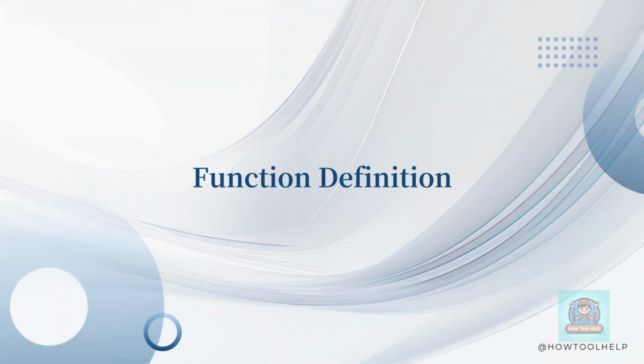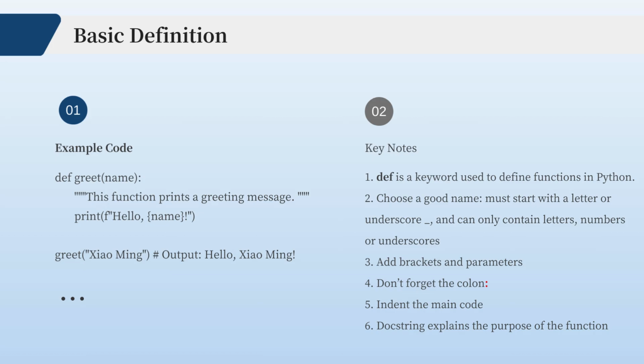Function definition. Let's start by looking at function definitions. Here is a simple example. In this code, we use the def keyword to define a function named greet. This function accepts a parameter name, and when we call this function and pass in a name, it prints the corresponding greeting message.